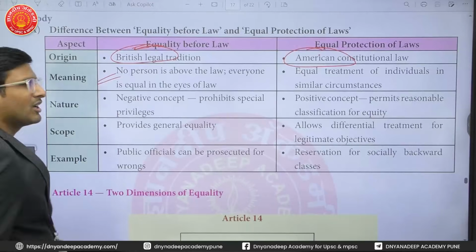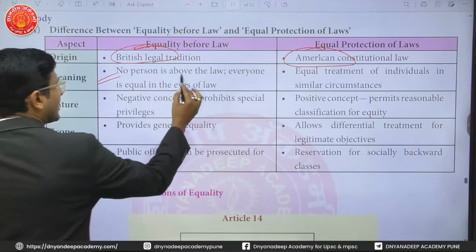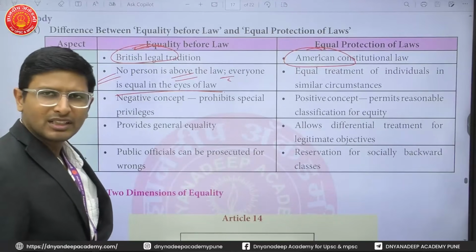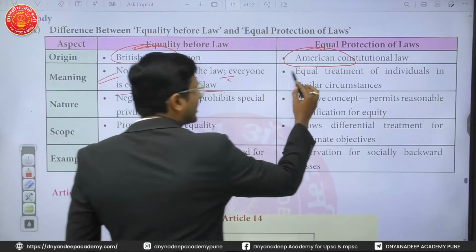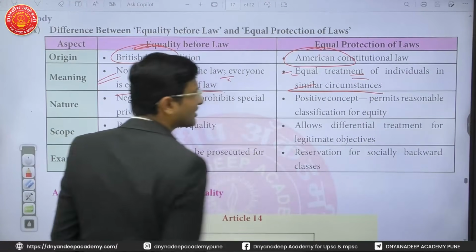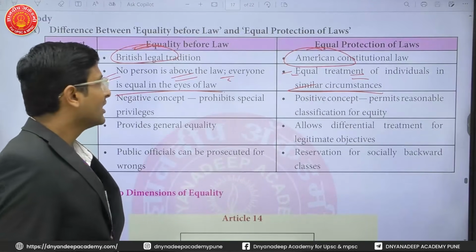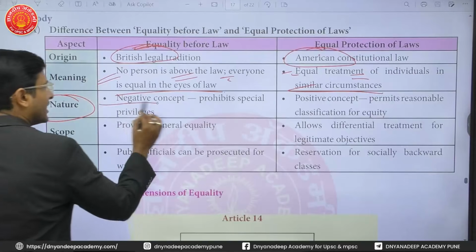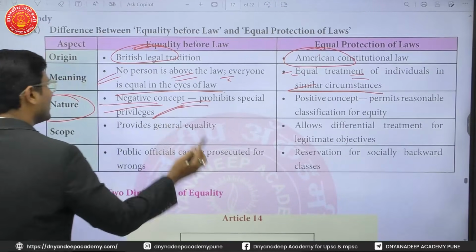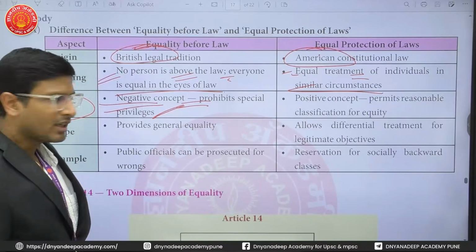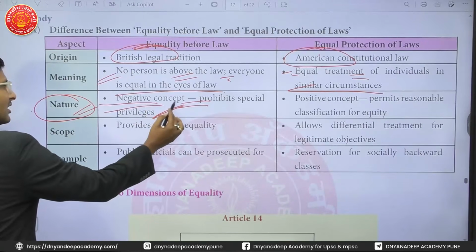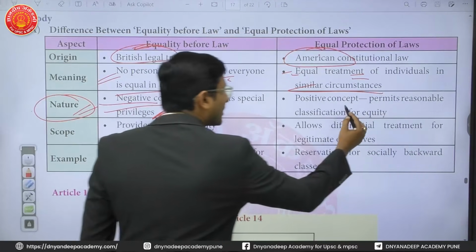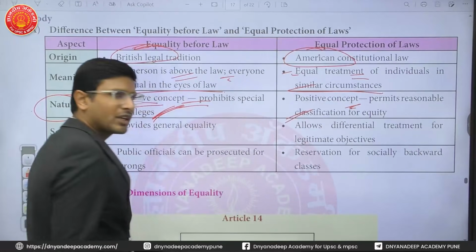What is the meaning of equality before law? No person is above the law, everyone is equal in the eyes of law. What is equal protection of the law? Equal treatment of individuals in similar circumstances, that is the equal protection of the laws. Nature: negative concept, it prohibits special privileges. But equal protection of the law permits reasonable classification for equity.